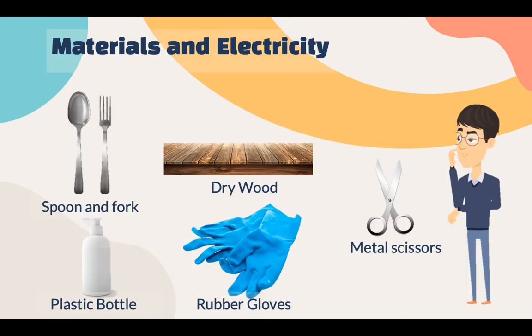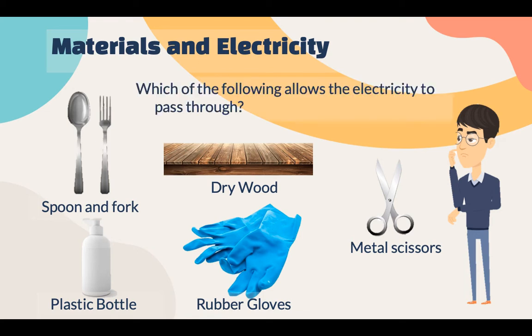I have here different types of materials. Can you help me identify which of these materials allow the pass-through of electricity? Brilliant idea! Spoon and fork and metal scissors are actually materials that allow the pass-through of electricity. These materials are called conductors.